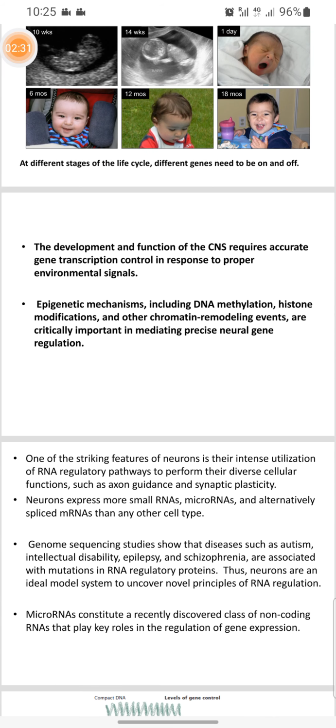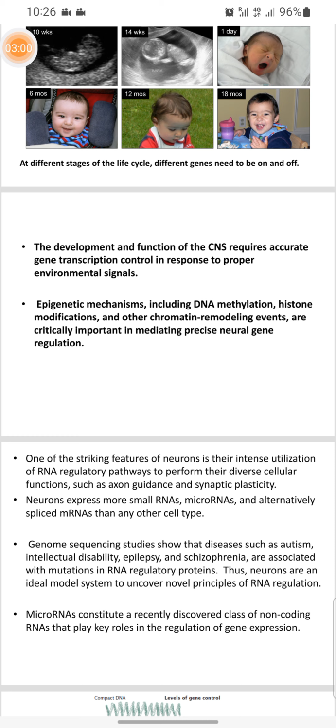The development and function of the CNS requires accurate gene transcription control in response to proper environmental signals. For the proper CNS working, there may be a proper environment for gene regulation, so that they control the appropriate genes, and so gene regulation or gene control may occur at the transcription level.